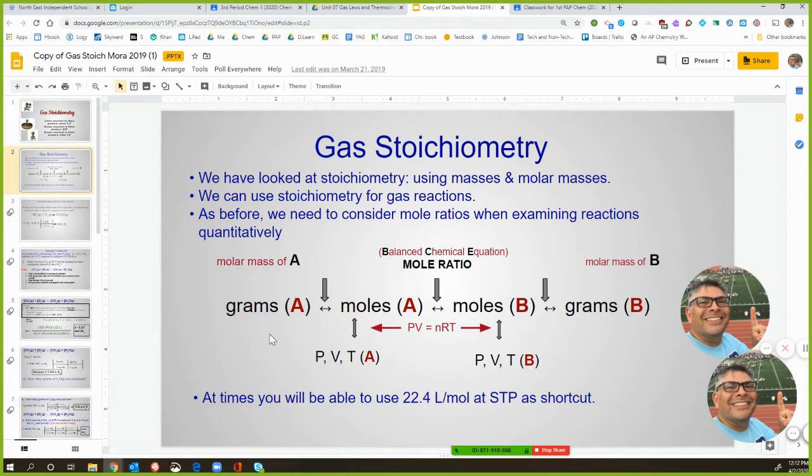And remember, just a review of gas stoich, or of stoichiometry: it goes grams of A to moles of A, and then you do your mole ratio from your balanced chemical equation. So you have the BCE there, and moles of B to grams of B, and then you can get to liters. This got all jumbled up when I transferred it over to Google Slides, so I'll fix that up before I load this up.